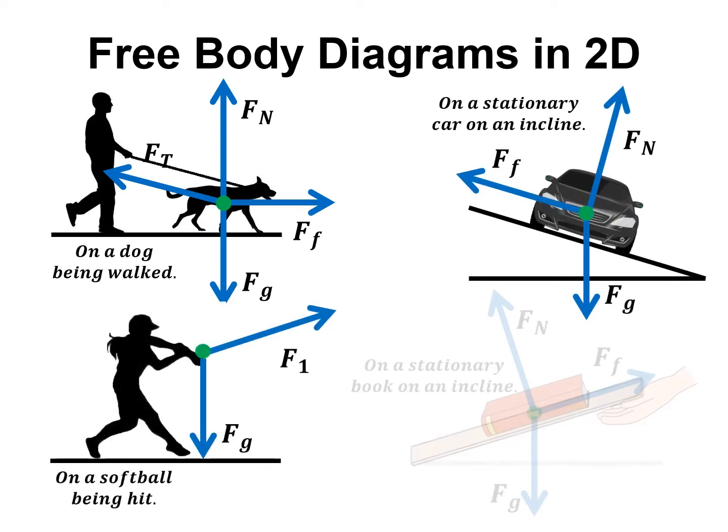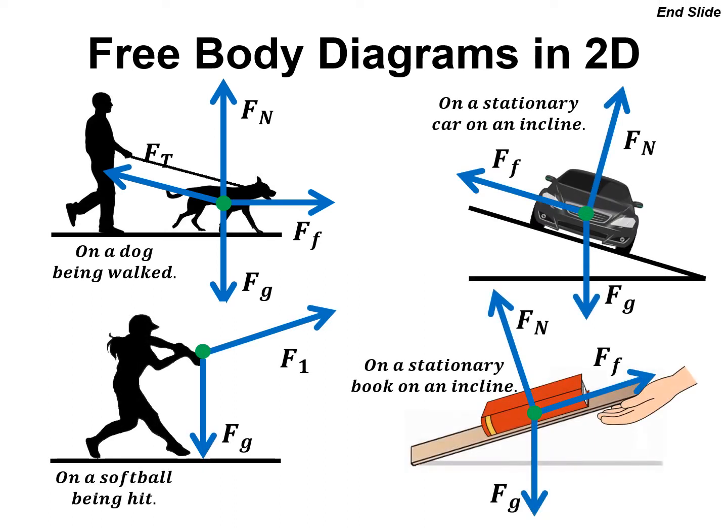So altogether, we have these 4 scenarios that show us free body diagrams. One with the dog being walked, one with the stationary car on an incline, the softball that's being hit, and then the stationary book that's also on an incline.